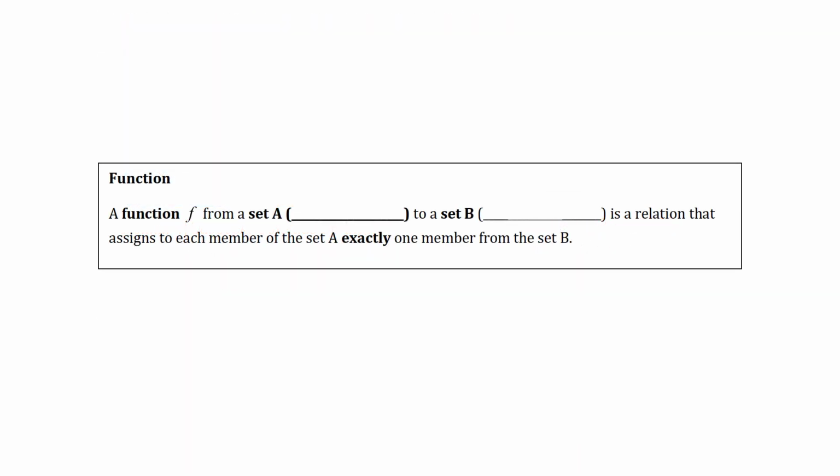Next, we're going to go over the definition for a function. It states here that a function f from a set A, which we refer to as the domain, to a set B, which we refer to as the range, is a relation that assigns to each member of the set A exactly one member from the set B. So this definition is very specific on what makes a function. In the next example, I'm going to show you how we apply this definition to determine if a relation is a function.